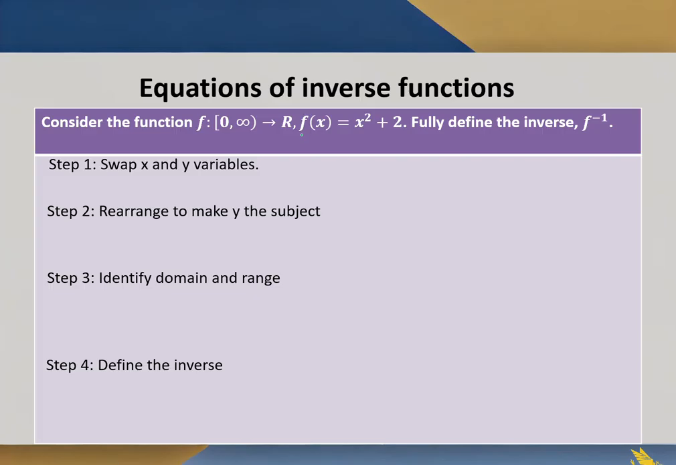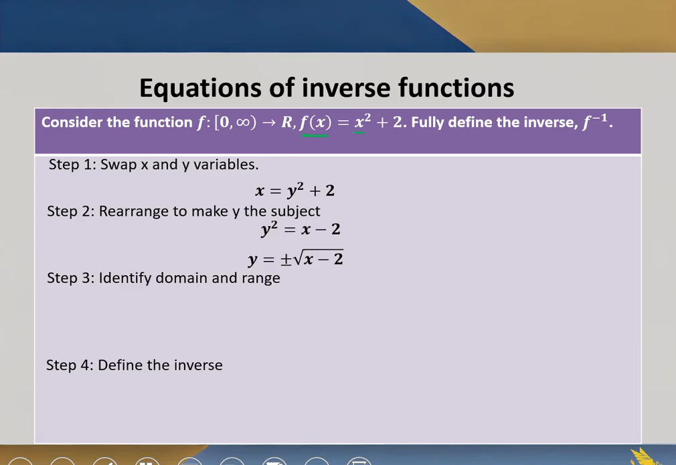So f of x will turn into y, and x will turn into x. The next part we need to do is rearrange to get y the subject. So I will be taking 2 to the other side. Then I'm going to be square rooting to get y by itself. We know with a square root, it will have a positive and a negative sign.